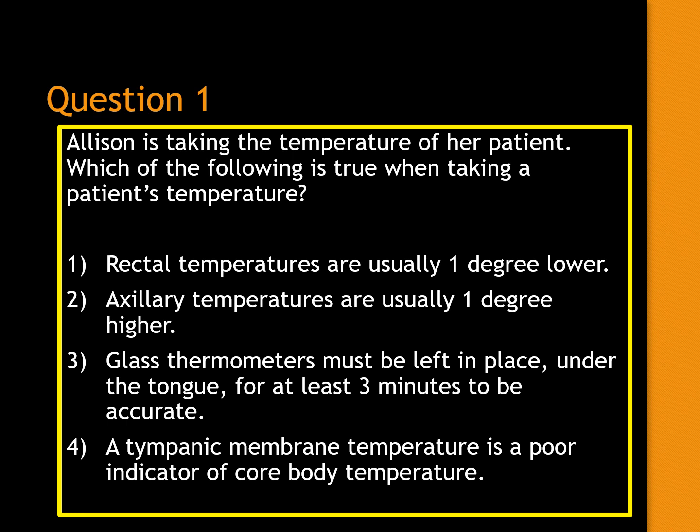Okay, what's the answer? Number 3, right? It's 3. Glass thermometers must be left in place for quite a while. Rectal temperatures are usually 1 degree higher. Axillary temperatures are usually 1 degree lower, so those two are reversed. And tympanic membrane is a good indicator of core body temperature. So all of those are incorrect. Number 3 is the correct answer.